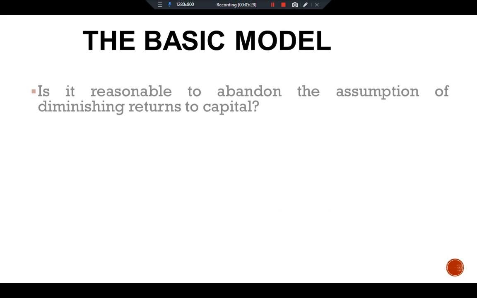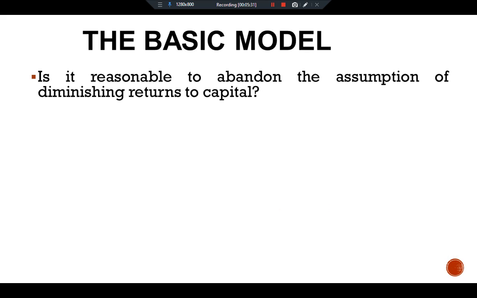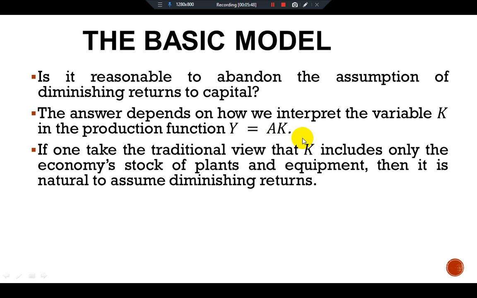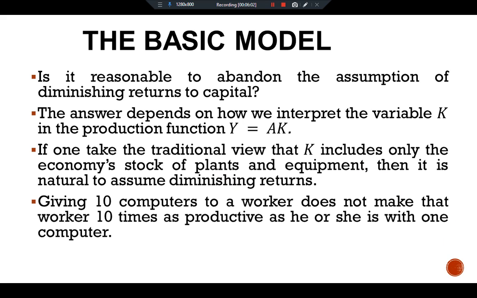So here we have the main question: is it reasonable to abandon the assumption of diminishing returns to capital? The answer depends on how we interpret the variable K in the production function Y = AK. If one takes the traditional view that capital includes only the economy's stock of plants and equipment, then it is natural to assume diminishing returns. Giving 10 computers to a worker does not make the worker 10 times as productive as he or she is with one computer.